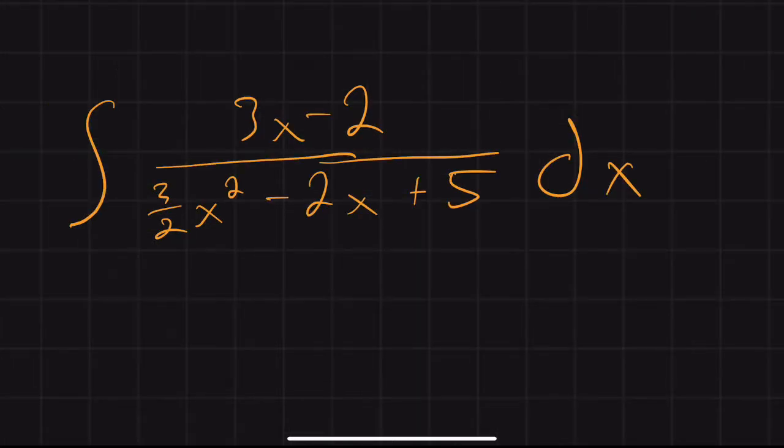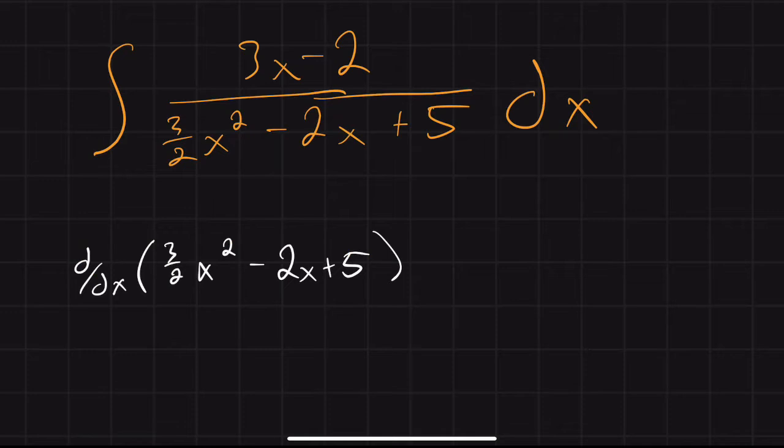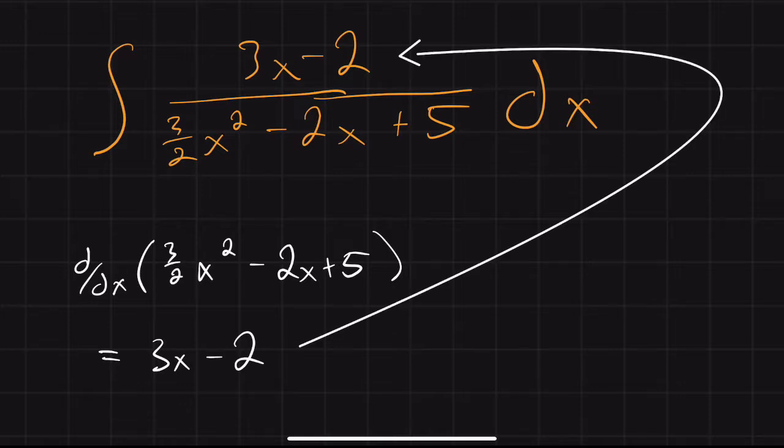This one's a little bit trickier. We have a rational function, and because the denominator has 3 terms, there's no way for us to break up this rational function into a polynomial. You might, however, notice that if we take the derivative of the denominator, 3/2 x squared minus 2x plus 5, that just gives us 3x minus 2, which is the value of the numerator.